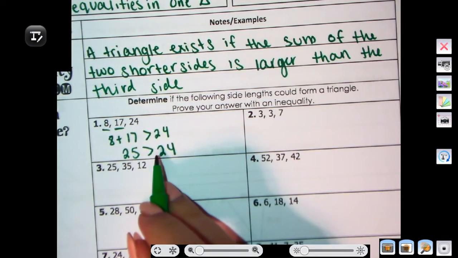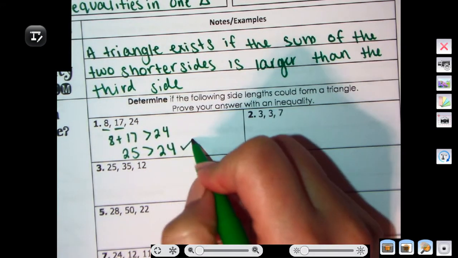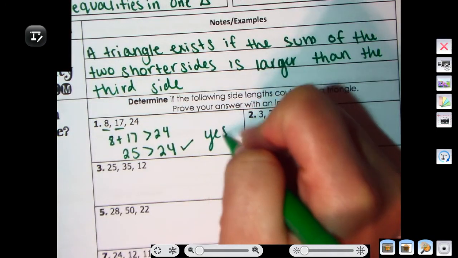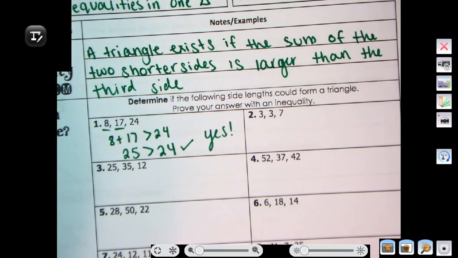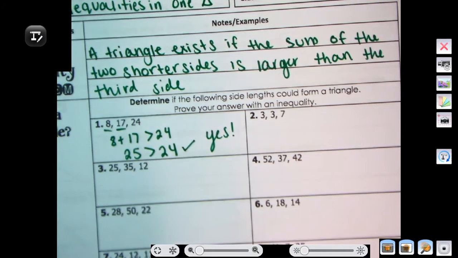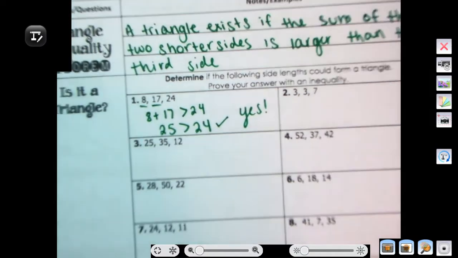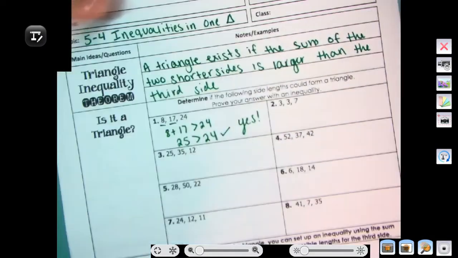Is 25 greater than 24? Yes, it is. So this could be a triangle. Okay, so I am going to put a little note here to the side so that, if you're looking back at these notes and you're wondering, wait, what just happened right here? This is what we did.